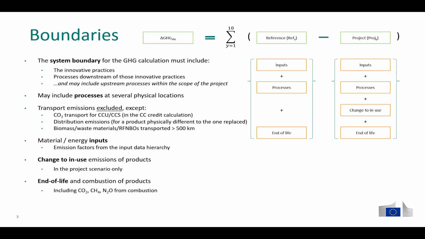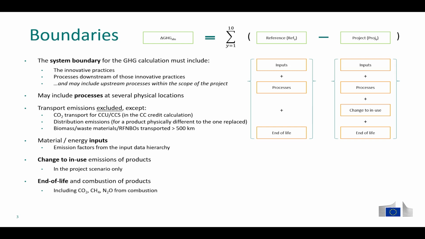The system boundary for the greenhouse gas calculation under the energy-intensive industries methodology must include, at the very least, the innovative practices and any processes downstream of those innovative practices which are necessary to produce the product. And it may include upstream processes where they fall within the scope of the project. This could mean that an application includes processes which are located at physically separate locations.